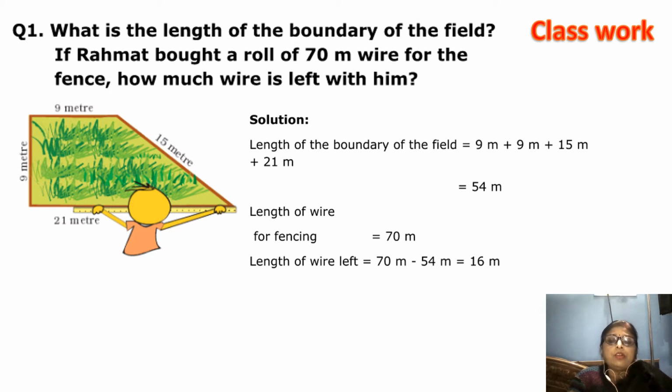Already the length of the boundary of the field is 54 meter and the total length of the wire is 70 meter. So the length of the given wire is greater than the wire needed. So you subtract 54 meter from 70 meter. Then you will get the wire left, that is equal to 16 meter. This is the method to solve this problem sum.